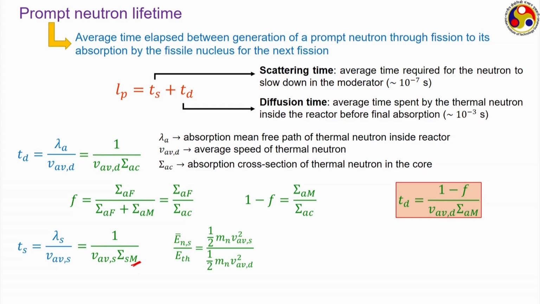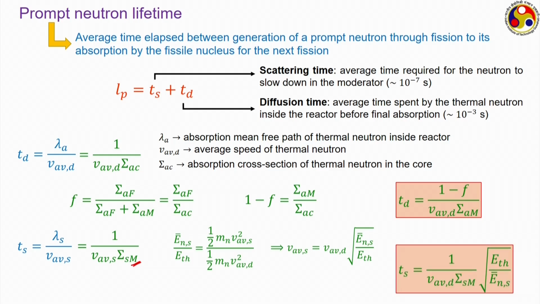And now, we use these energy ratios. Here En thermal, the denominator, refers to the energy of a thermal neutron, and hence it has to be half into mass of a neutron into the average velocity of the neutron during the diffusion process, and the numerator En S bar refers to the average energy during the scattering process. So, it has to be equal to half m V average square, and from there we can get an expression for V average scattering and relate that to V average diffusion. So, once we put this in, we get the final expression for the scattering time.